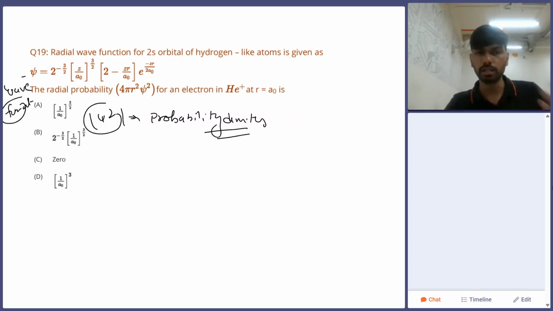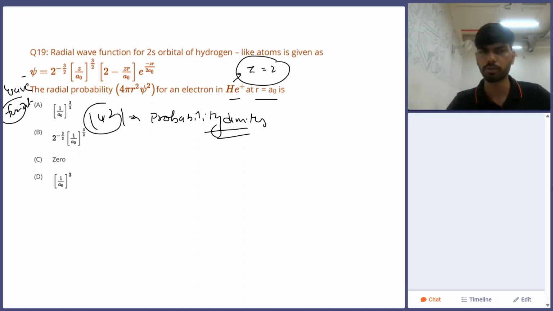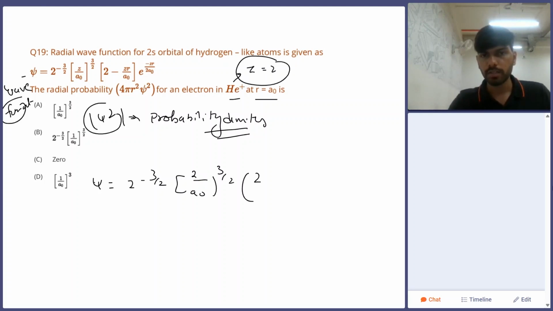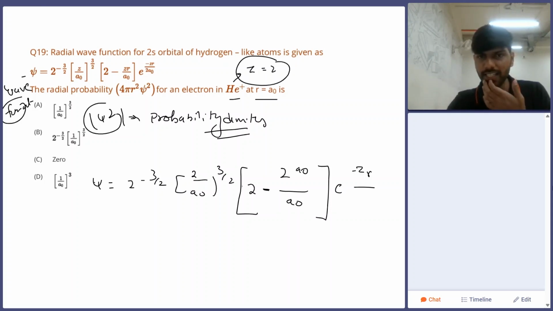Now through this, they have given the R value as a naught, and the Z value for helium is 2. It's actually a very simple question. It looks difficult but is very simple. Psi is equal to 2 minus Z R by a naught, with Z value 2, 2 minus 2 R by a naught, and here e to the power minus ZR by a naught.